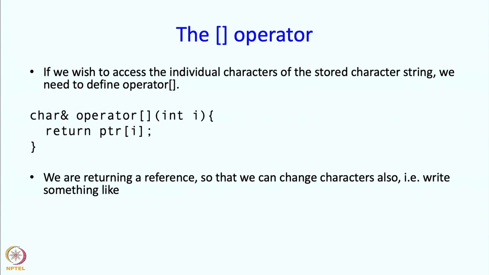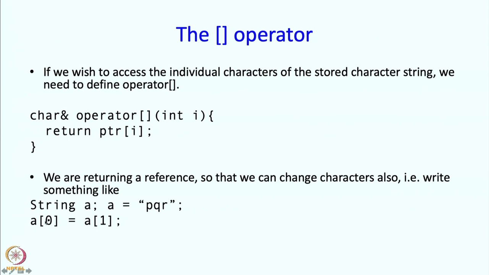And notice that we are returning a reference. We are returning a reference because that way we can change the character as well. So we would be able to write something like, suppose we have A and A is PQR, then we can write A[0] = A[1]. This A[0] will also be interpreted by this operator. So this will return a reference to A[0].